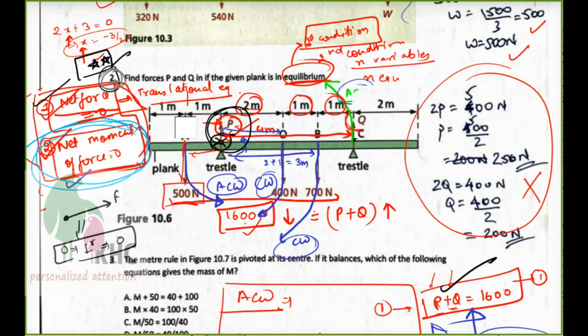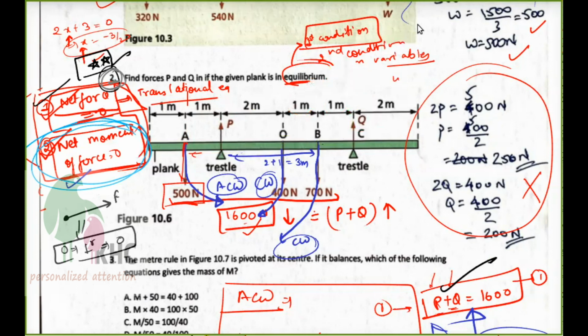Wait, I'll just tell you again. All I have to do is choose a point about which I'm going to equate all the clockwise and anti-clockwise moments. P, that's what my aim is. I chose this as my point about which I'm going to write all the clockwise moments and all the anti-clockwise moments. Is this thing clear?